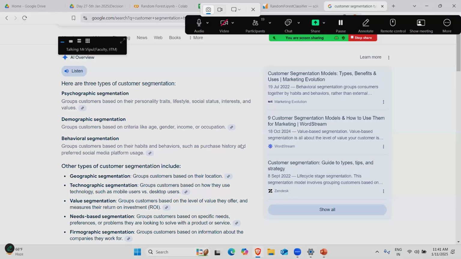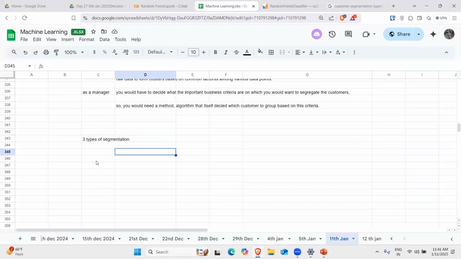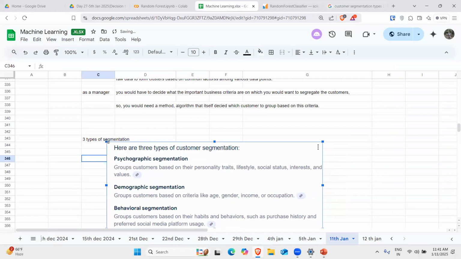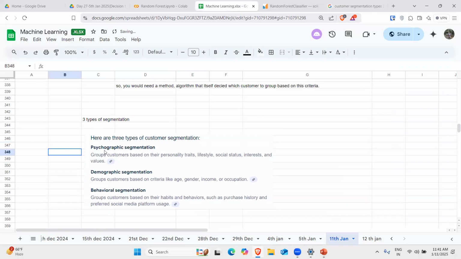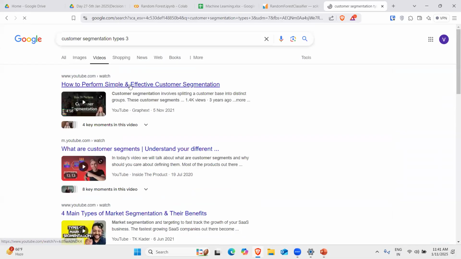There are three types of customer segmentation, and if you just go on exploring this anywhere on the internet, you'll find some articles, some videos for that. It will help you understand how the clustering works, right? So it's very simple.